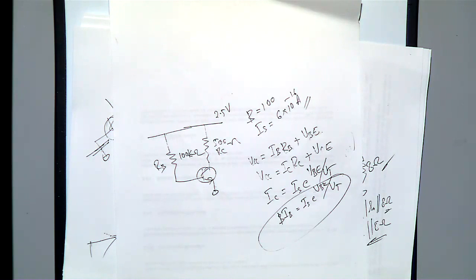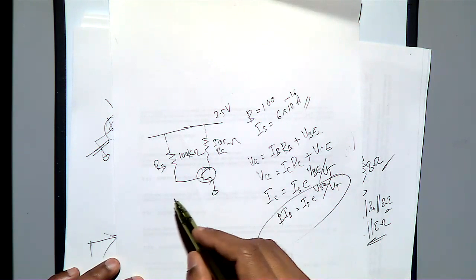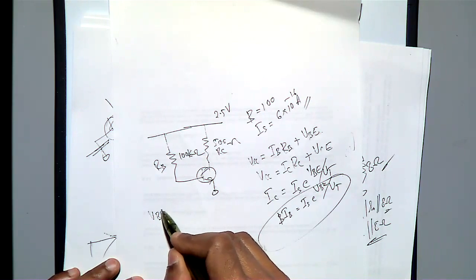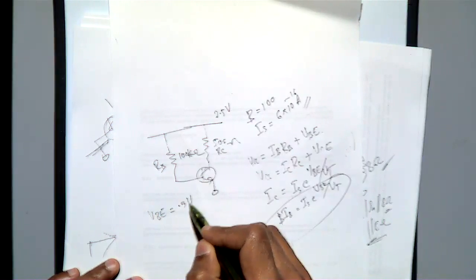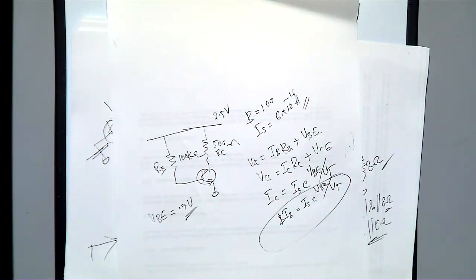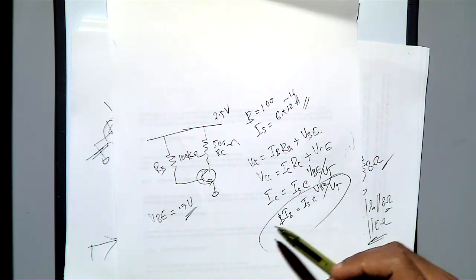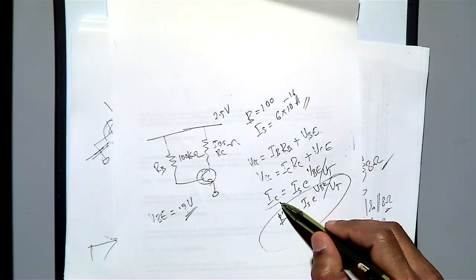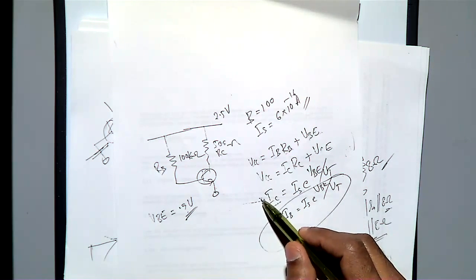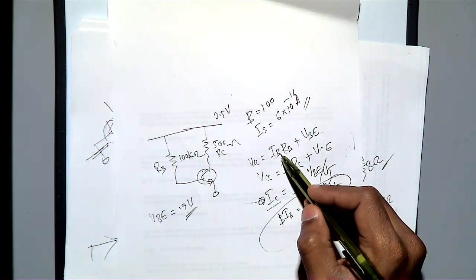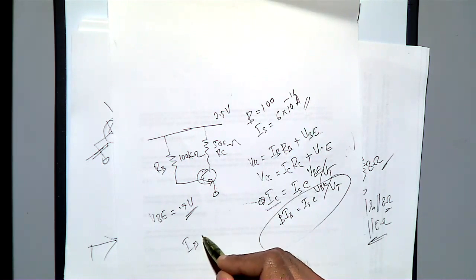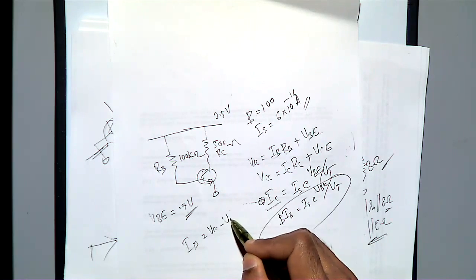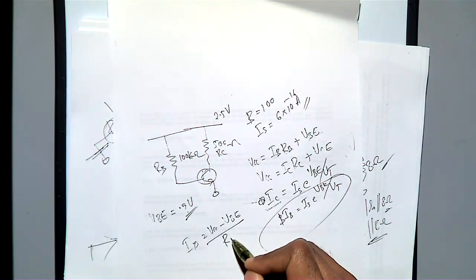In order to solve the problem, we have to guess some value and then check it. For example, I can assume VB equal to maybe 0.7 volt. I am just assuming. Then with this VB, I will find the collector current, because this is the expression for the collector current. Then I can apply it here. So IB equal to VCC minus VB by RB.